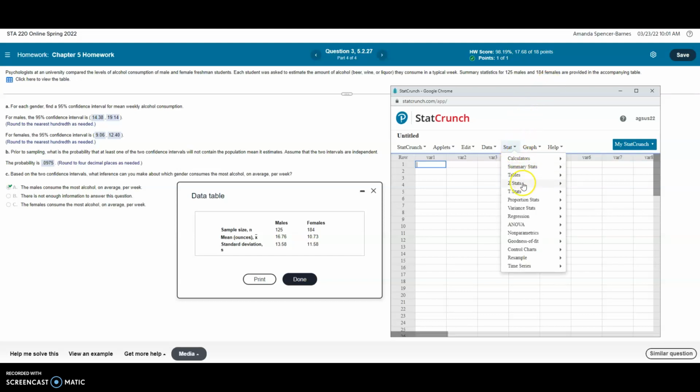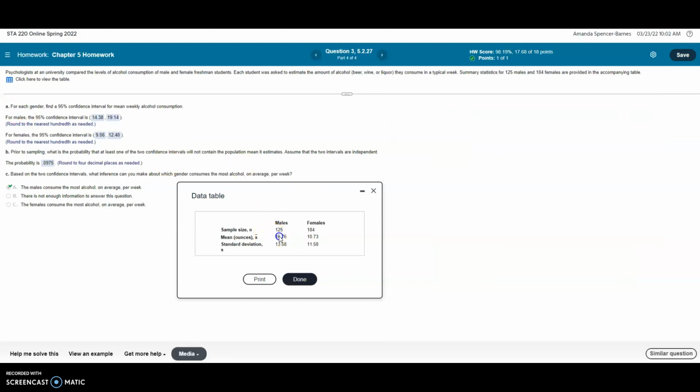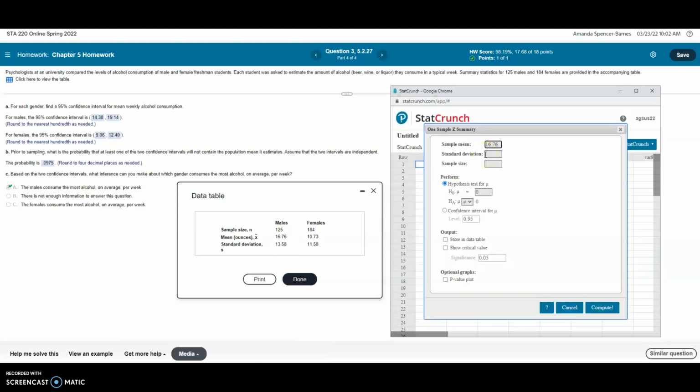So underneath stat, I'm going to do Z stats. I'm going to do one sample. And then since this problem gives us the summary data, I'm going to do with summary. And the first group it asks us to do is the males group. The sample mean that it gives us in this problem for males is 16.76, so I'm going to type that into Statcrunch. The standard deviation it gives us is 13.58. And the sample size for the males group would be 125.